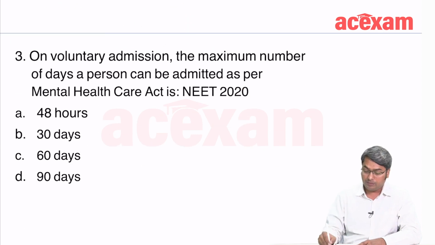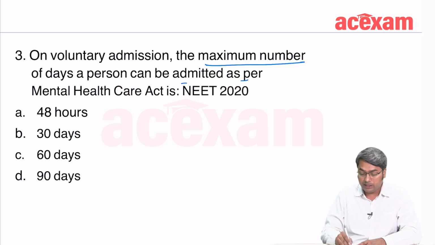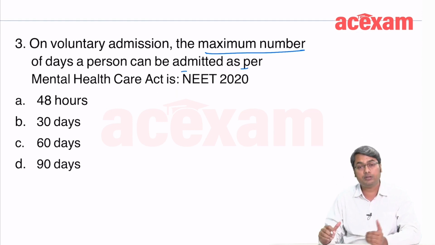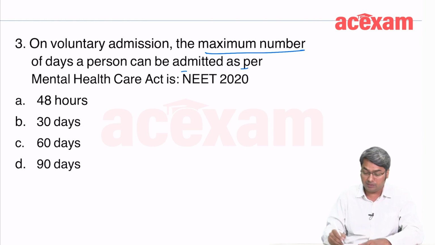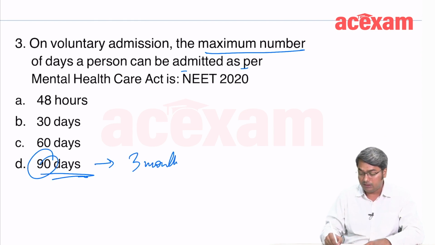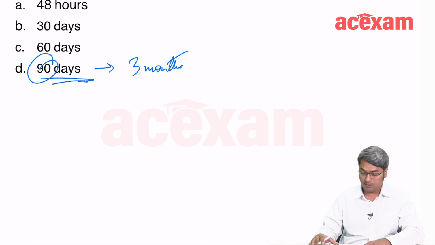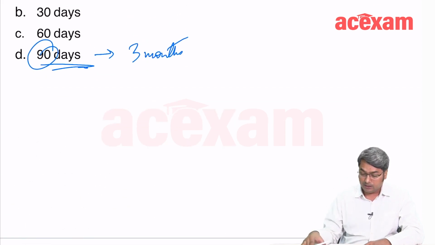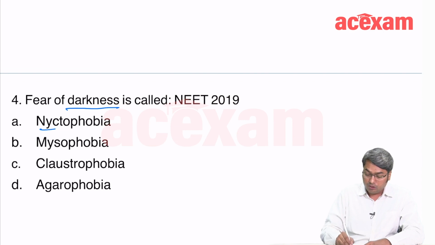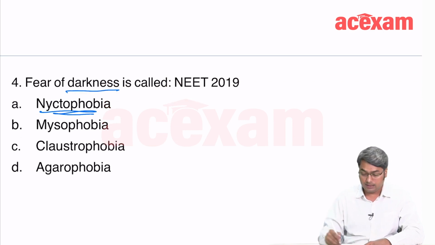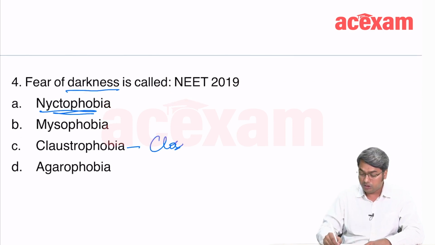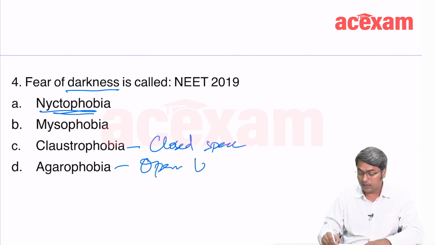On voluntary admission, what is the maximum number of days a person can be admitted as per Mental Health Care Act? If the person is admitted by himself, then the maximum number of days is 90 days. He can be kept for 3 months maximum. Fear of darkness is called nyctophobia. Claustrophobia is the fear of closed spaces. Agoraphobia is the fear of open, large spaces.